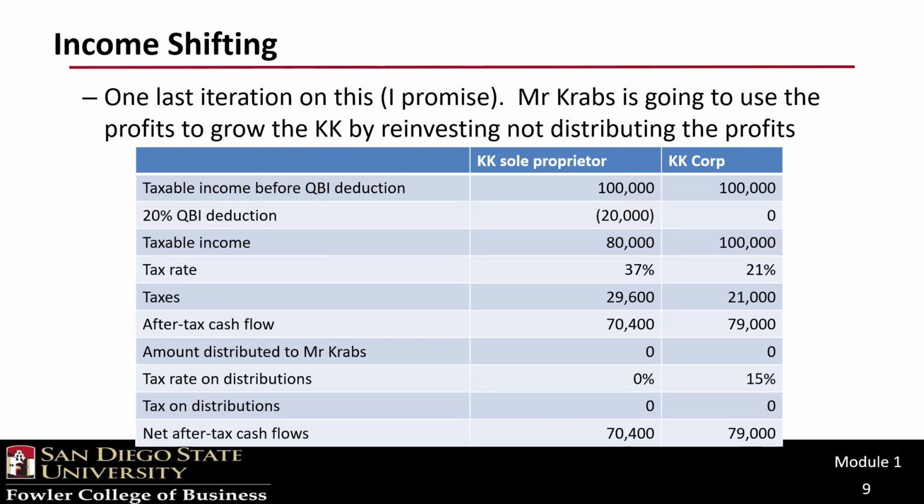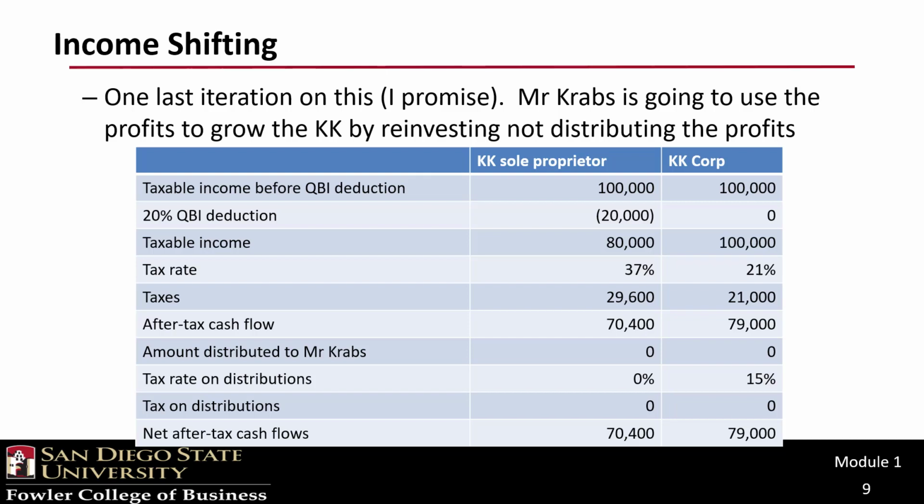So instead of paying himself all the after-tax cash flow, Mr. Krabs is going to use the profits to grow the restaurant business by reinvesting. Now, of course, that's completely inconsistent with the Mr. Krabs character as it's built on the cartoon, but roll with me. These are hypotheticals, and we're talking about a crab that owns a restaurant anyway.